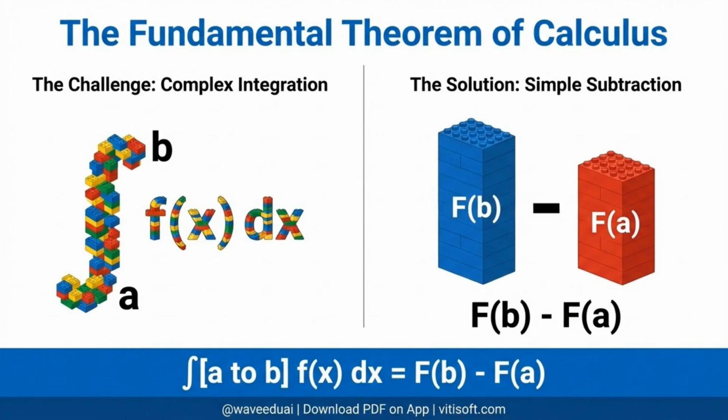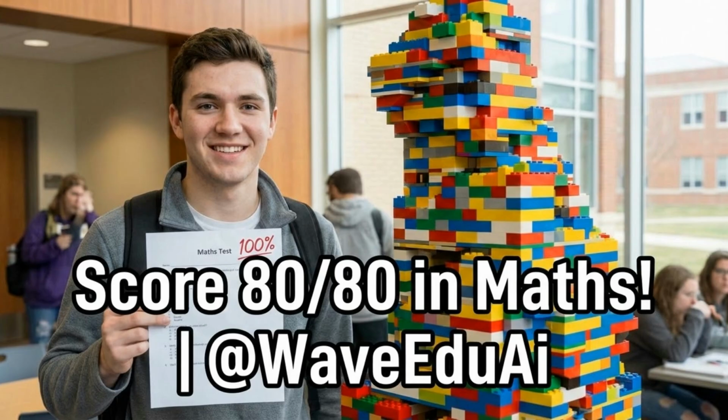This is the fundamental theorem. The area is just the difference in the antiderivative. It turns a messy pile of bricks into a simple subtraction. Stop counting bricks and start using the bridge.